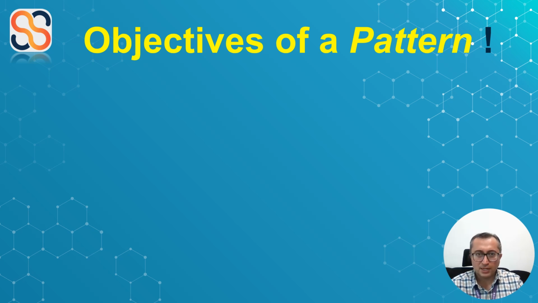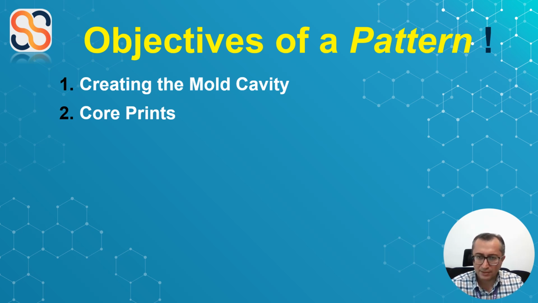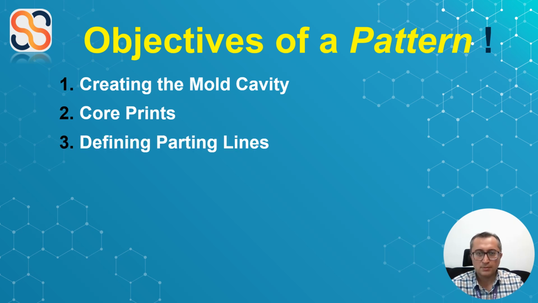How about the objectives of a pattern? Number one, creating the mold cavity. Actually, the main job of a pattern is to prepare the mold cavity for casting. Number two, core prints. Patterns have special parts called core prints that create seats for placing cores in the mold. Number three, defining parting lines. Patterns help establish where the mold will split, known as the parting line.